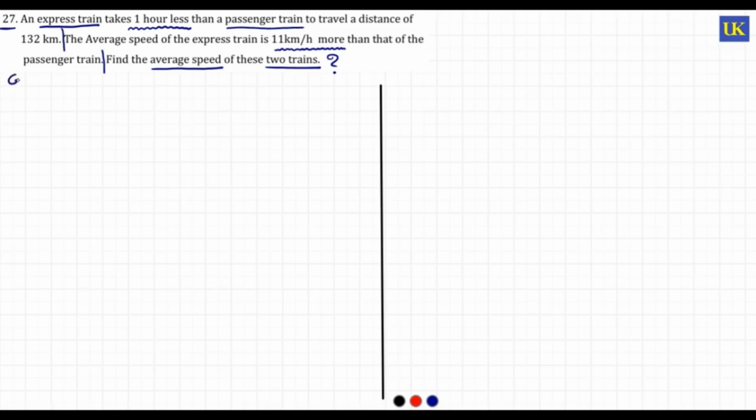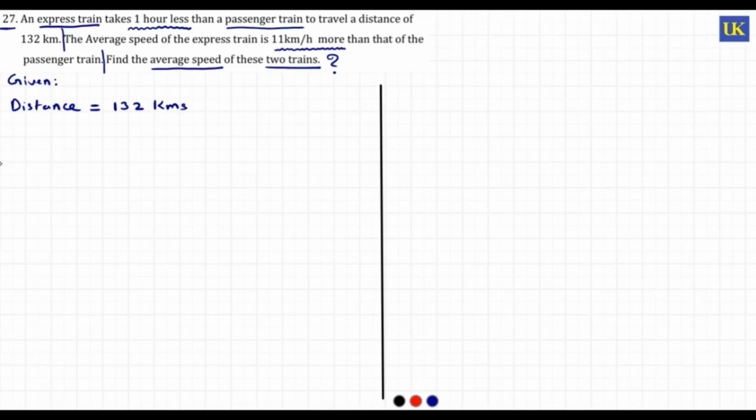So what is given, now we will write. The distance traveled by both the trains is 132 kilometers.